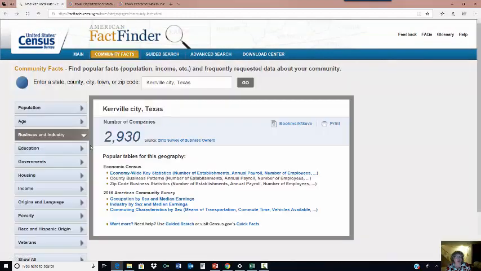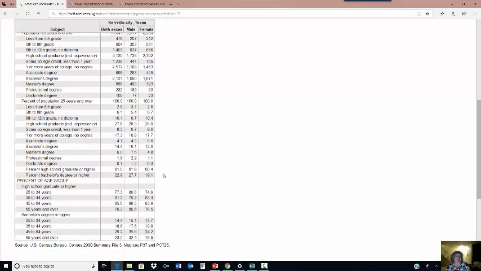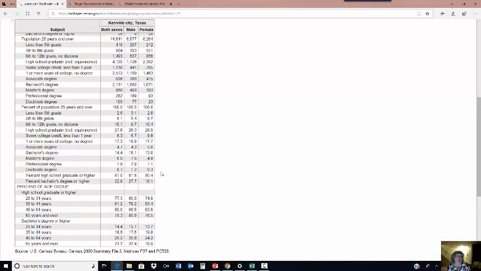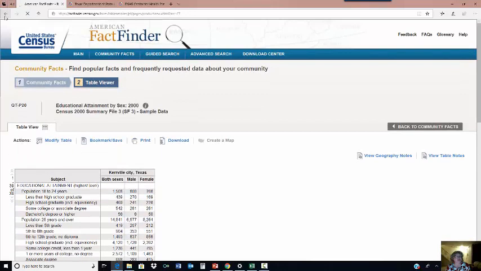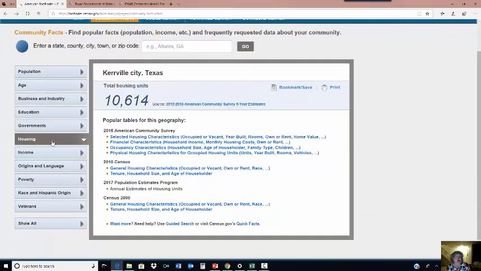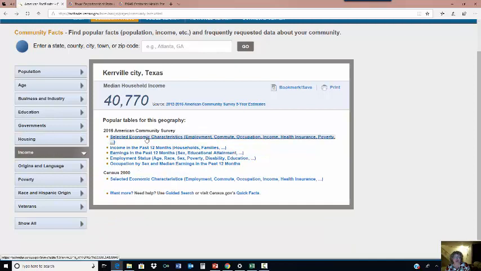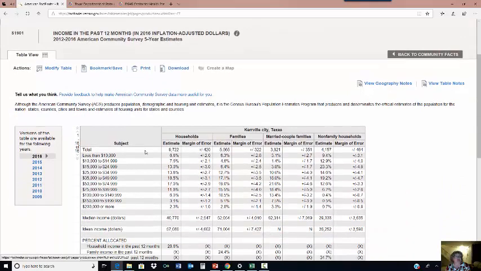And then you can go back and you can get information on education. So you can look at all the educational attainment in the community and do it by both sexes and then by male and female. You can also look at housing. You can look at income. Like here is the income in the last 12 months.